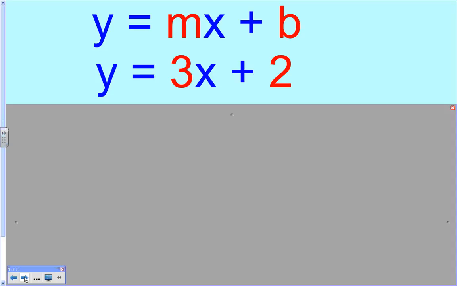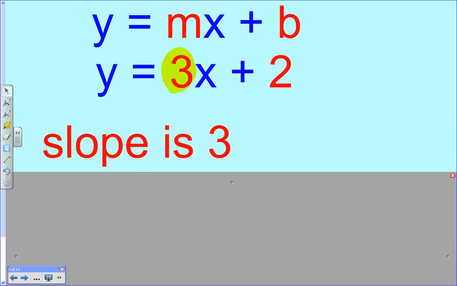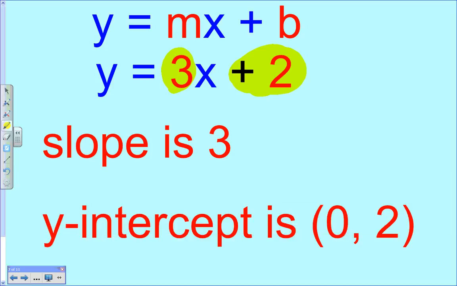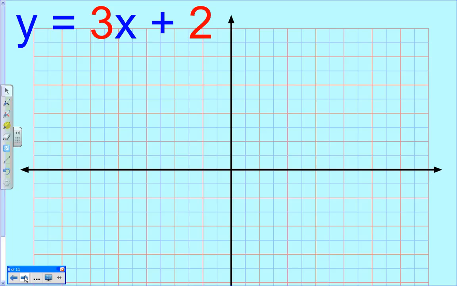Y equals 3x plus 2 is a linear equation in slope-intercept form. You can see y equals mx plus b matches up perfectly with y equals 3x plus 2. In this equation, the slope has to be the number in front of the x. The slope has to be 3. The number that follows the x, in this case 2, but not only 2, but a positive 2, indicates that we're going to have a y-intercept of (0, 2). That's where the graph is going to cross the y-axis. That means when we graph this, we're going to look at the slope of 3 as a ratio of 3 to 1, and the y-intercept, (0, 2), always as an ordered pair.